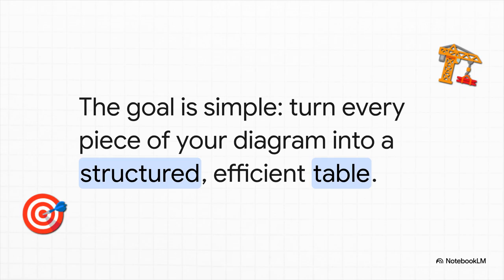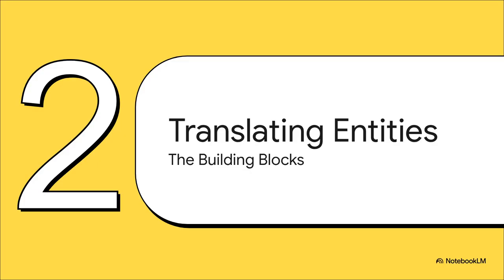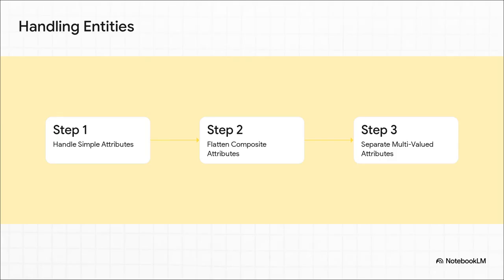So let's get started with the most basic building blocks. First on the list, entities. These are the main things in your system. The nouns, like student, product, or employee. Getting this part right is absolutely fundamental to the whole process. We're going to follow 3 core rules for handling our entities, and it all depends on what kind of attributes they have. Let's just break them down one by one.